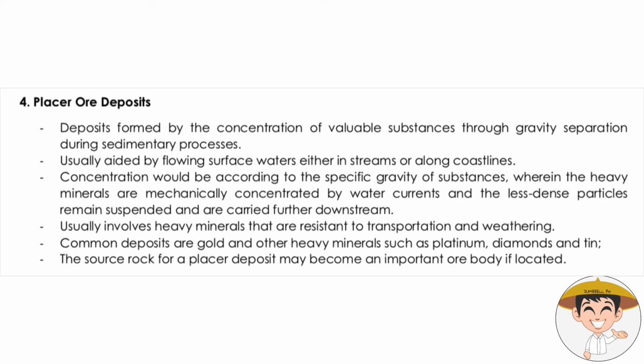Usually, it involves heavy minerals that are resistant to transportation and weathering. Examples for these deposits are gold, and other heavy minerals such as platinum, diamond, and tin. The source rock for a placer deposit may become an important ore body if located.